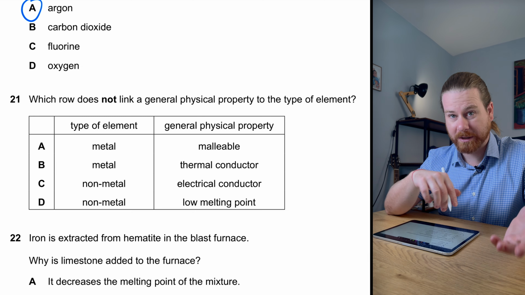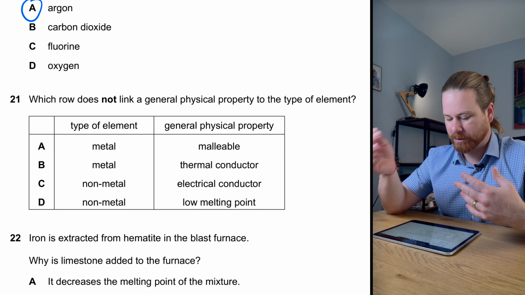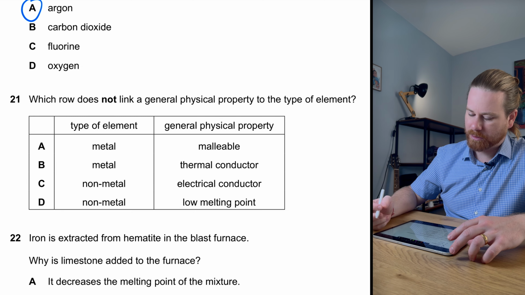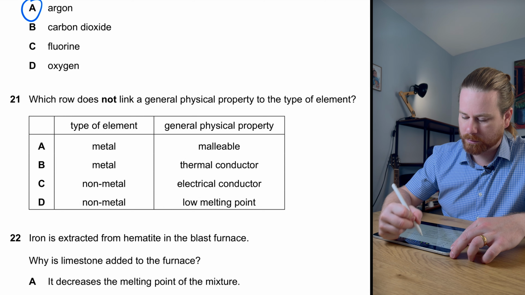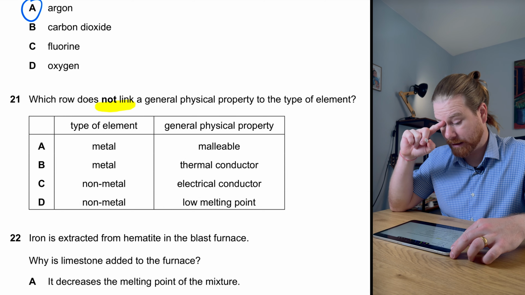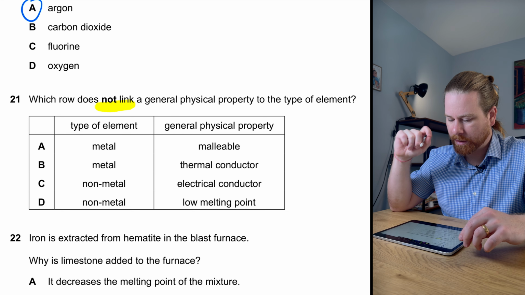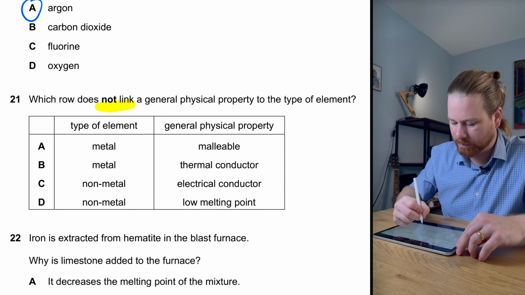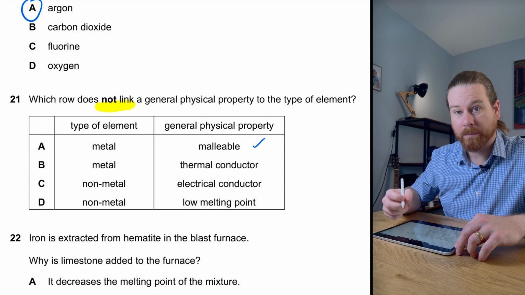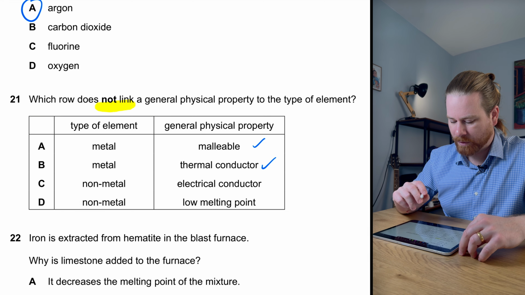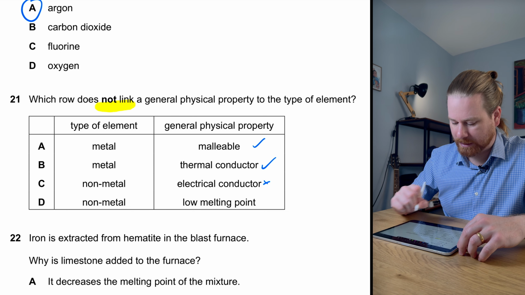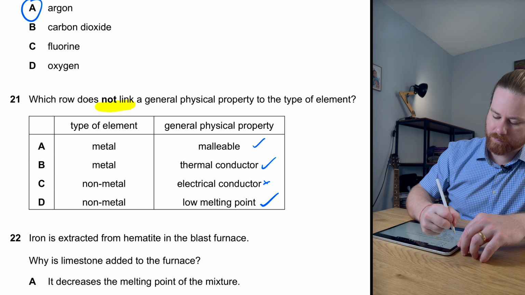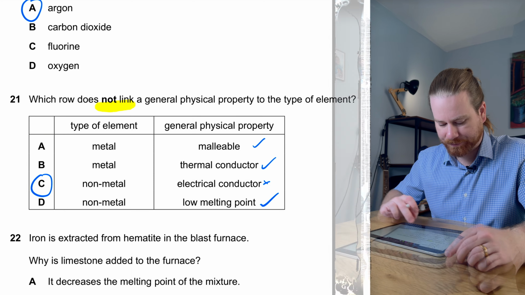Okay, so which row does not link a general physical property to the type of element? We've got metals and non-metals, so I think we need to be thinking about melting and boiling points, conductivity. We've got malleability and conductors there. When looking for which does not link them together, I'm going to just put ticks for which does link them together. Metals are malleable, metals are thermal conductors, non-metals are not electrical conductors, and non-metals do have a low melting point. So there we go, it has to be C.